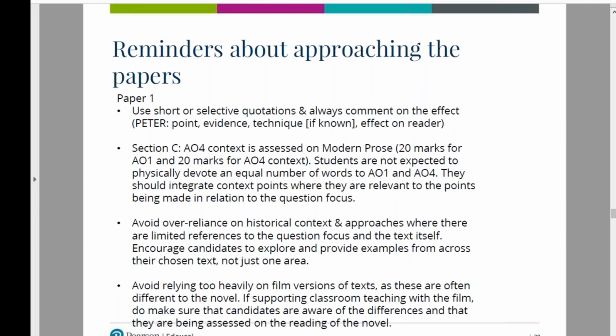Do be careful if you're using film versions of texts, because they are often different to the novel. Whilst they are useful for getting students engaged, especially if they're reluctant readers, it is important that you keep a focus on how the film is different to the novel, and make sure that they know that they need to write about the novel and not the film version.